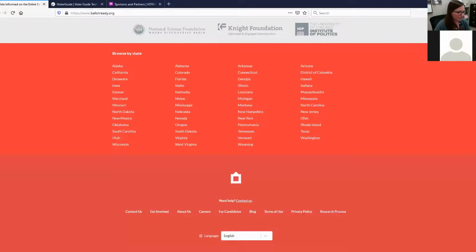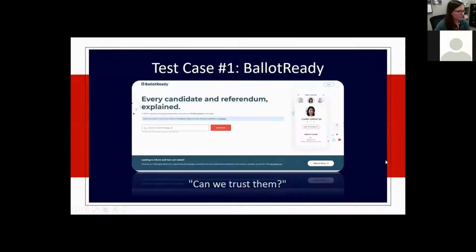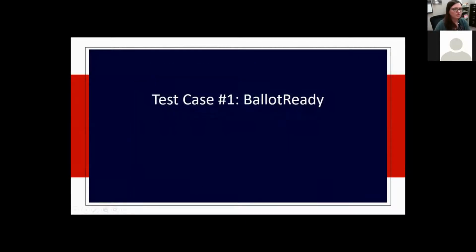Now we're going to go back to the PowerPoint. And we have another poll for you. Again, completely anonymous, so you don't have to worry about not knowing the actual answer to this. I'm going to go ahead and launch this. Can we trust Ballot Ready? In your opinion, on the little bit of information that we went over today, do you think that we can trust them?